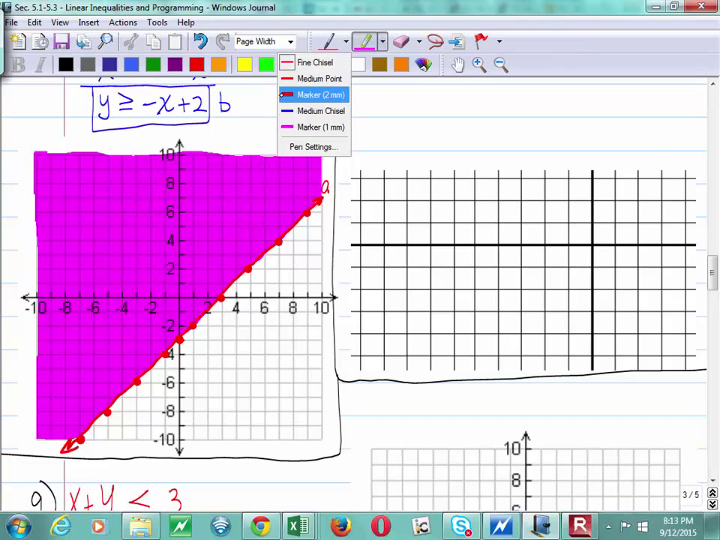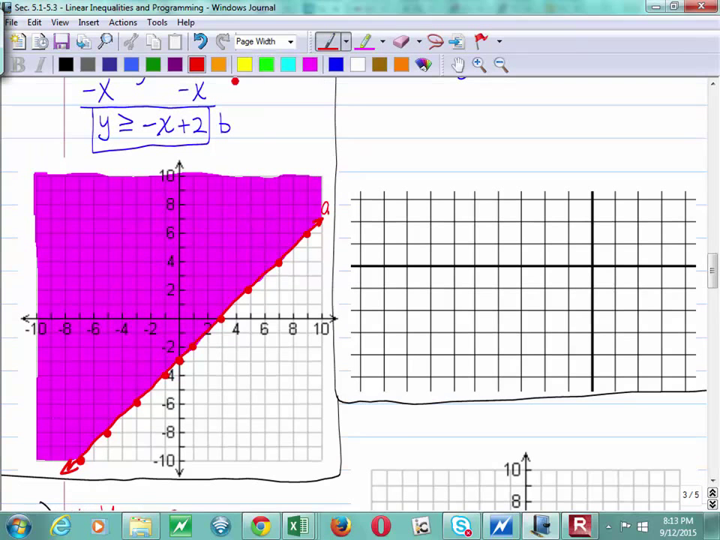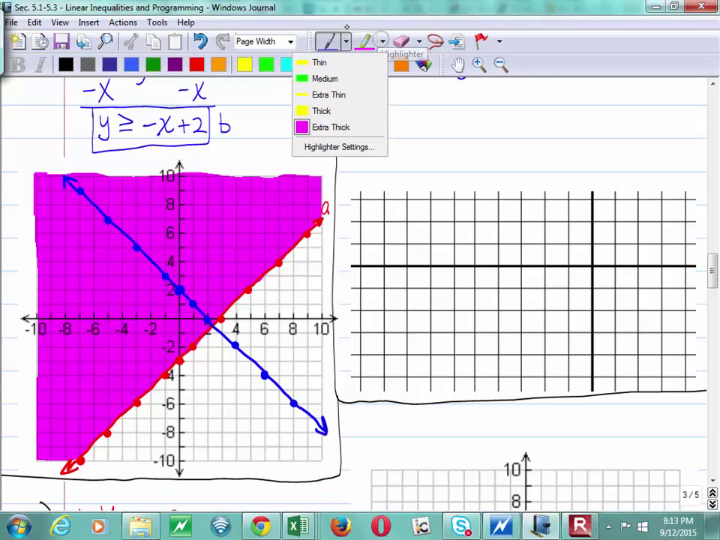Okay, then the other one, we have the y-intercept at +2, and we have the slope is -1. And it's greater than or equal to, so it's a solid line. And it's greater than, so I'm going to shade above.